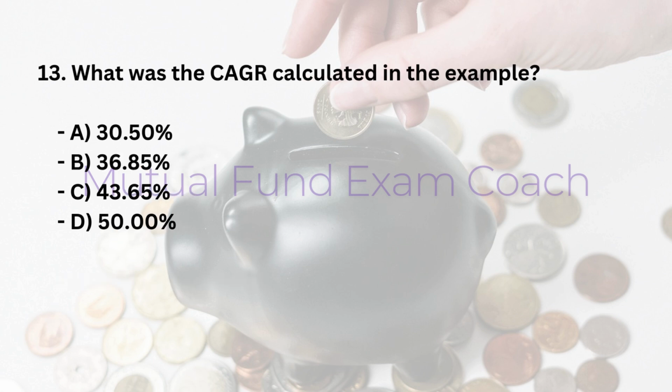13. What was the CAGR calculated in the example? A. 30.5%. B. 36.85%. C. 43.65%. D. 50%. Answer: C. 43.65%.